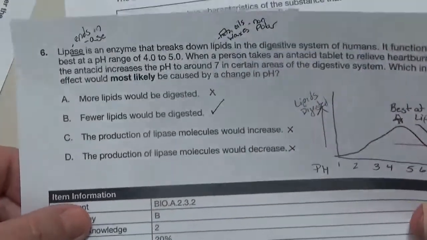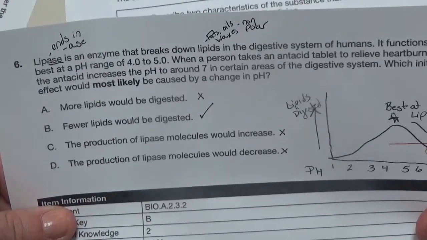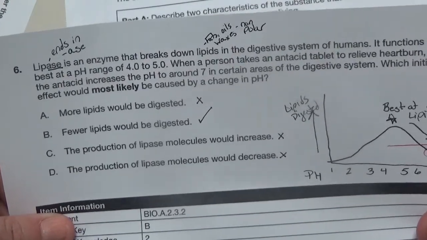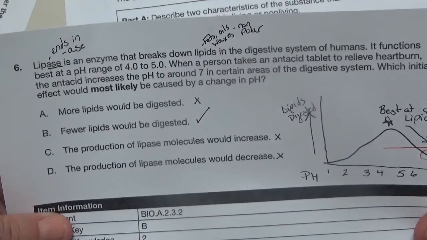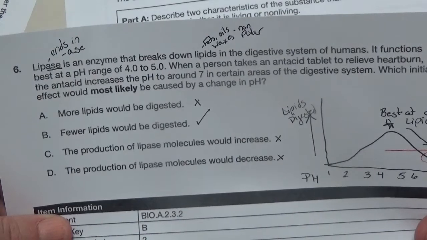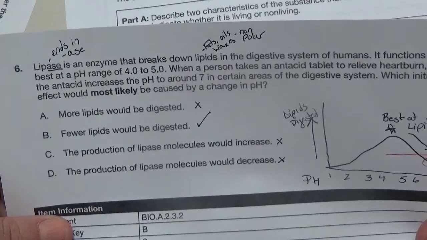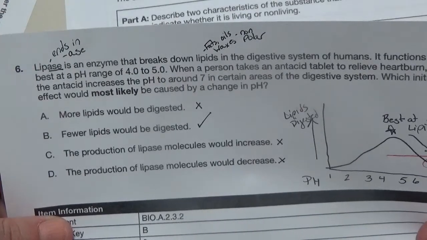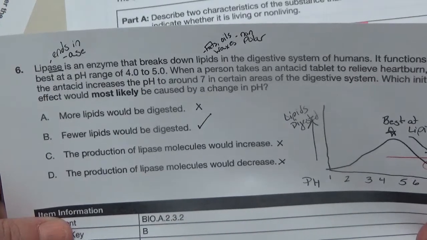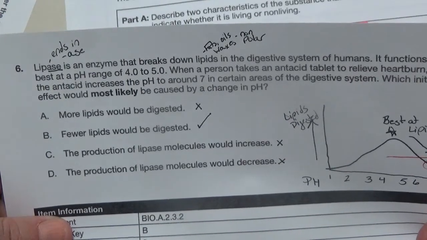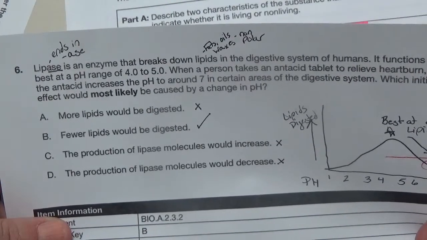Lipase is an enzyme that breaks down lipids in the digestive system of humans. So we know it's an enzyme. We also have a clue because it ends in ASE. We're in the digestive system, and it breaks down lipids. It breaks down fats and oils. It functions best at a pH range of 4 and 5. When a person takes an antacid tablet to relieve heartburn, the antacid increases the pH to around 7 in certain areas of the digestive system. Which initial effect would most likely be caused by a change in pH?